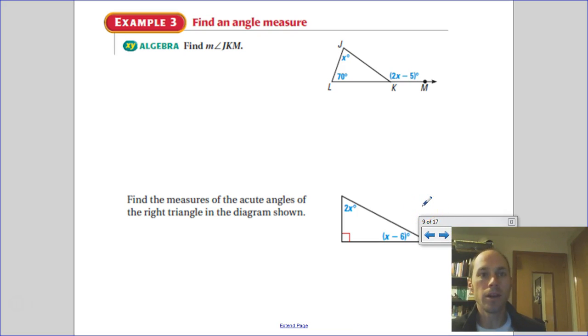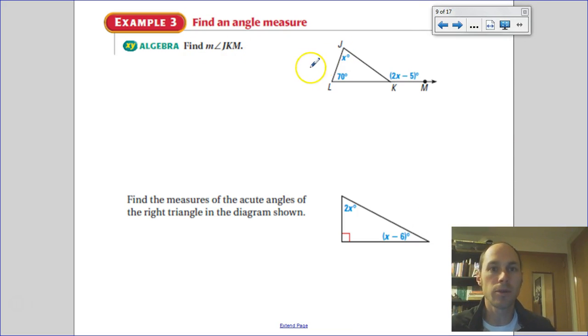Now, let's apply what we know about the triangle sum theorems and exterior angle theorems, and let's see if we can find the indicated angle measure. So we want to find the measure of angle JKM. Why don't you pause the video and see if you can find the connection and create an equation to find that angle measure. Restart it when you're ready.